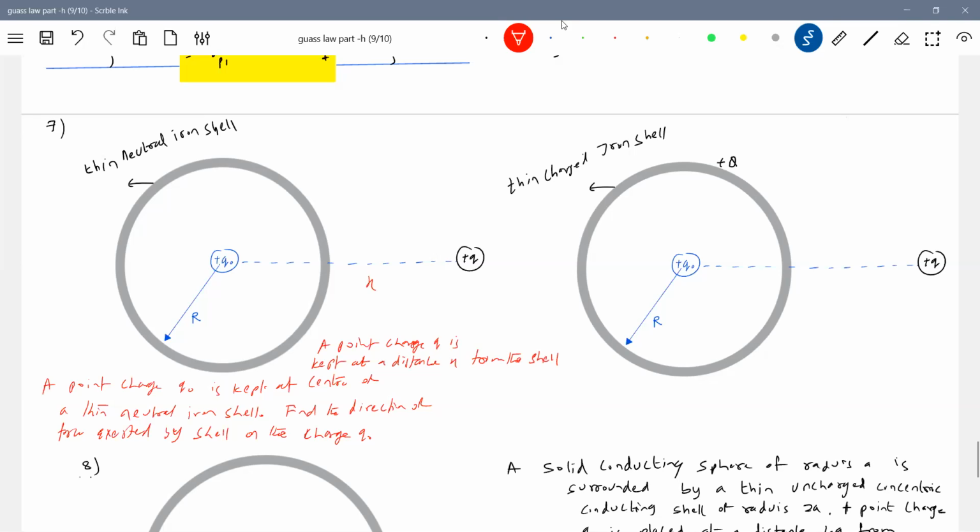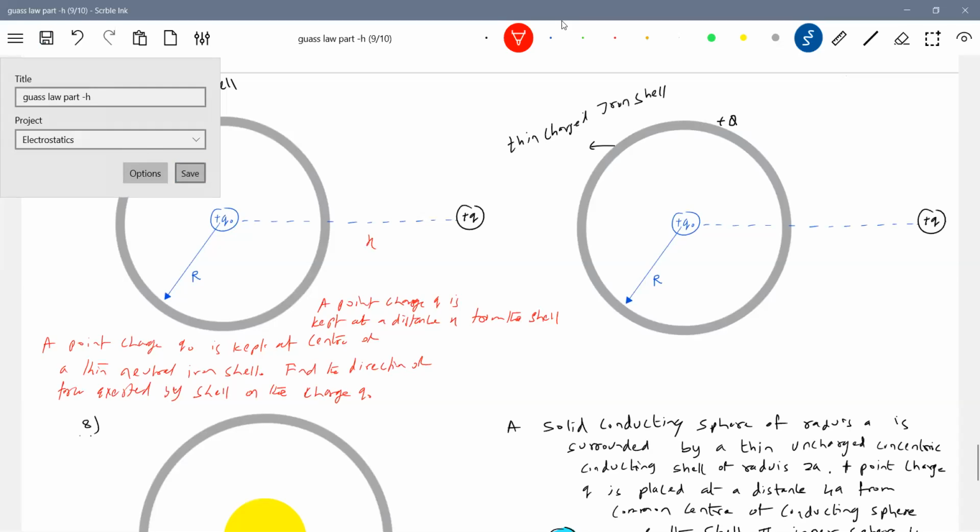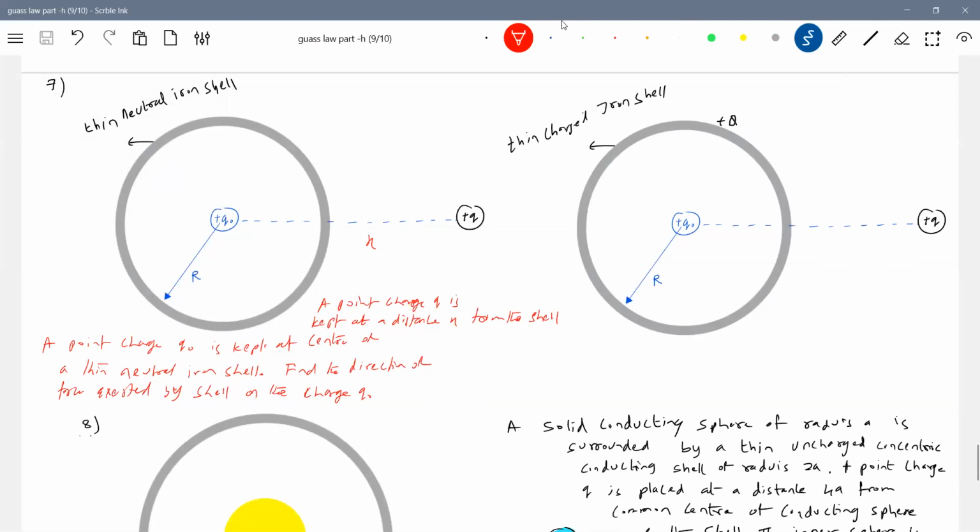Anybody, will it exert any force? I don't know whether you have referred to that book or not. Very fundamental thing: the net field inside the conductor should be 0 due to the point charge. What will this point charge do? It will induce charge minus Qi, plus Qi. This Q naught is kept; what it does is induce charge minus Q naught, plus Q naught.